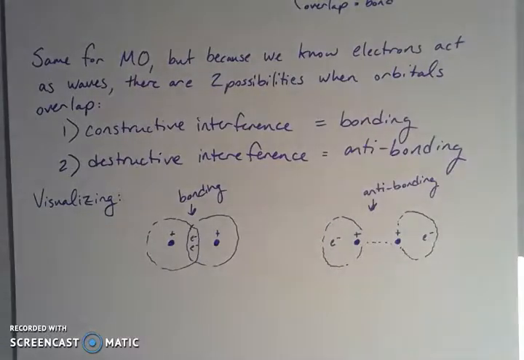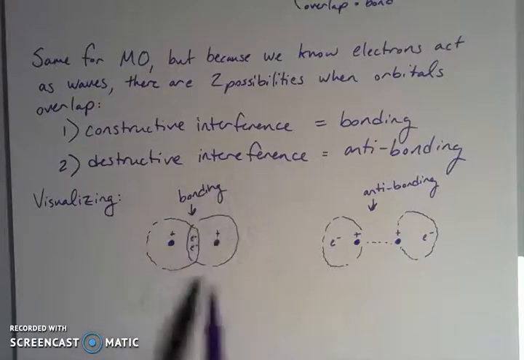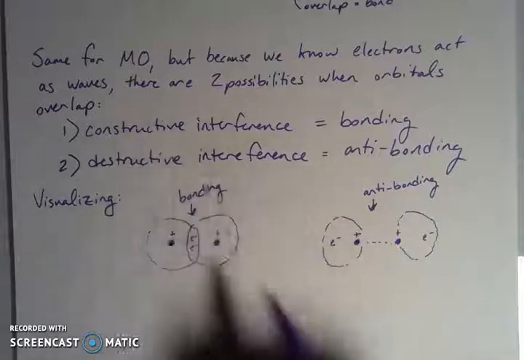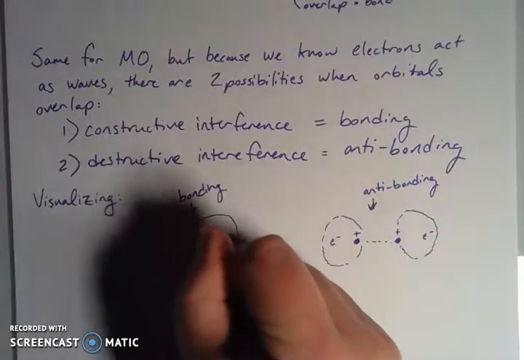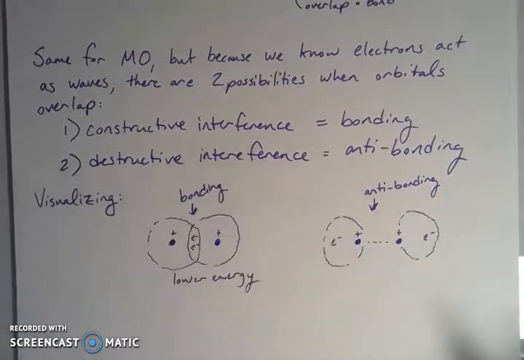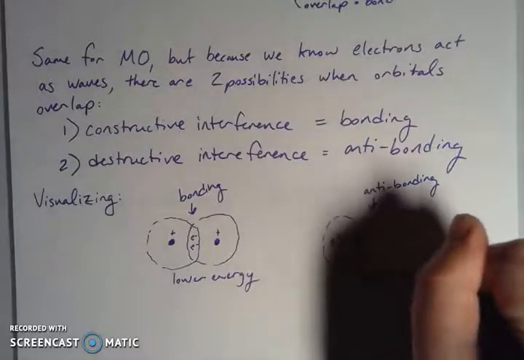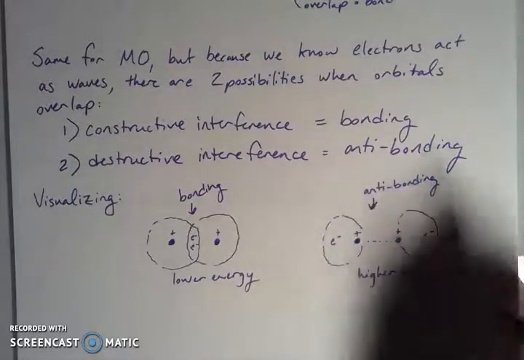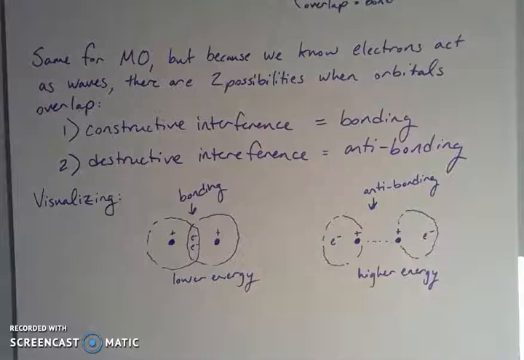Now the thing about quantum mechanics is, because electrons are waves, because we're talking about probabilities, and because quantum mechanics is wacky, both of these possibilities are actual things that could happen. It's just that this one is more likely because it results in a lower energy situation. So this bonding, this constructive interference, is lower energy, and this is higher energy. And the universe in general likes to be at the lowest energy possible. That's that idea of a ground state, right?